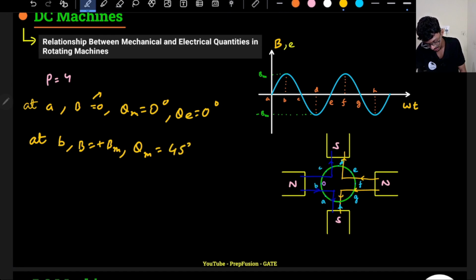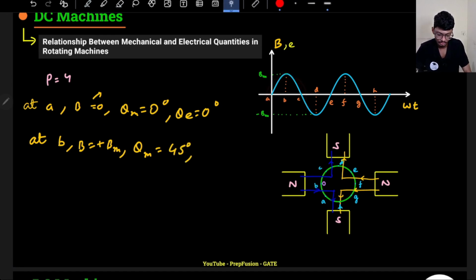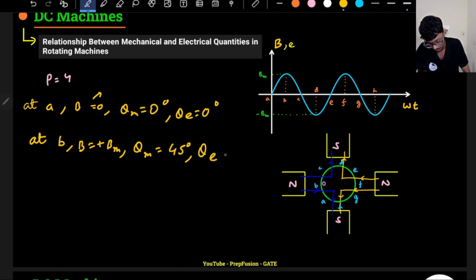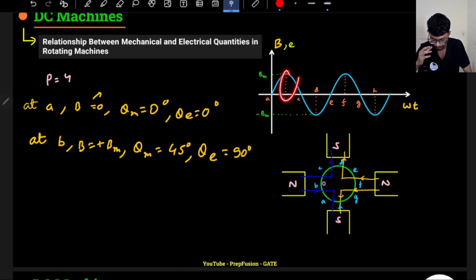But electrically, if I see the flux density waveform, I am at pi by 2. So the electrical angle is pi by 2. So there is a difference between electrical and mechanical angle. Electrically the flux density has moved by 90 degrees, but physically I have moved only 45 degrees. Let's discuss the other cases.